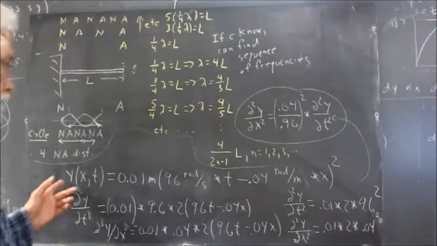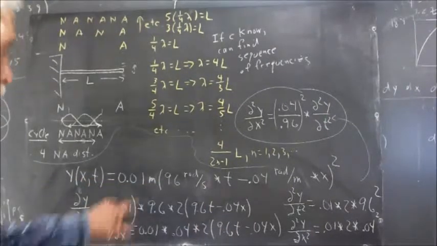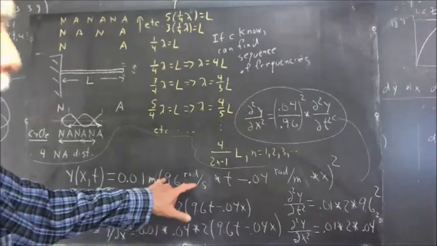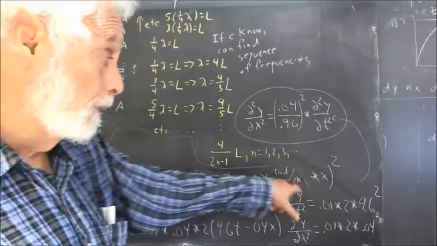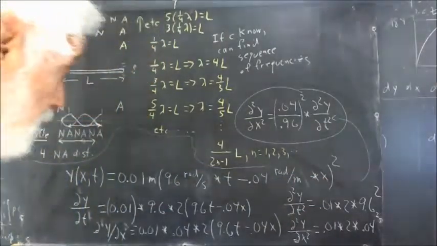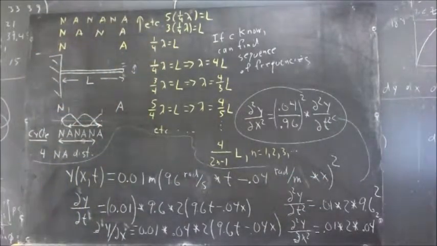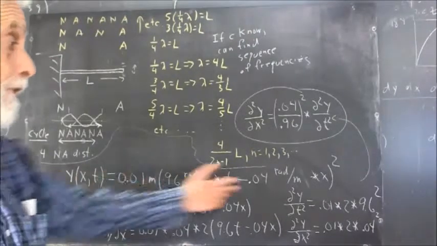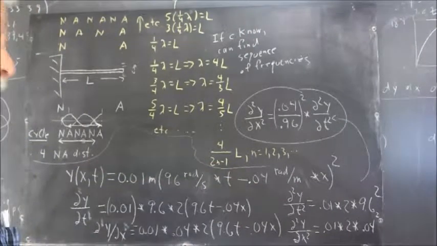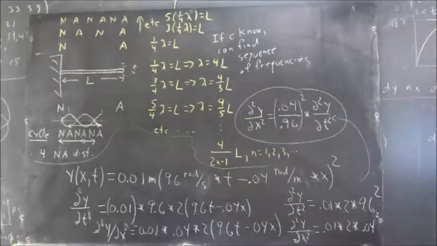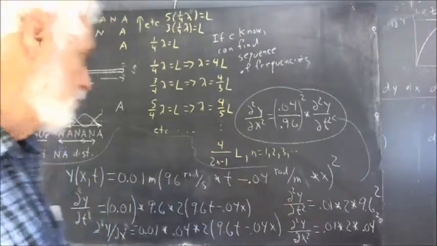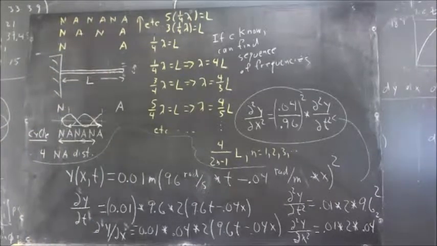Okay, we're given the function y(x,t) that you see here, 0.01 meters times (9.6 radians per second times t minus 0.04 radians per meter times x), and we're asked to verify that this satisfies the wave equation. Well, whether this is a harmonic wave with sines and cosines or not, it could certainly satisfy the wave equation. Okay, now let's observe a couple of things.